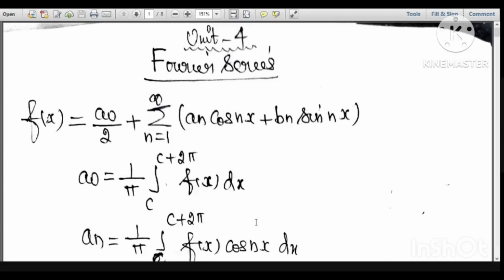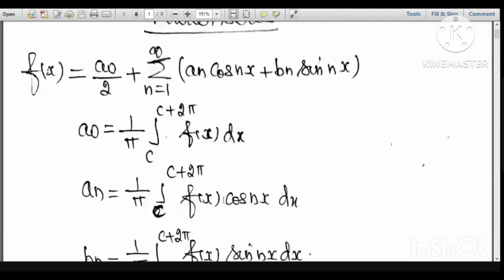The Fourier series formula is f of x is equal to a0 by 2 plus summation n equal to 1 to infinity an cos nx plus bn sin nx.